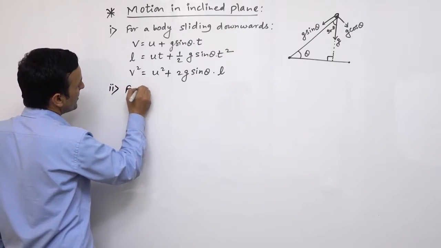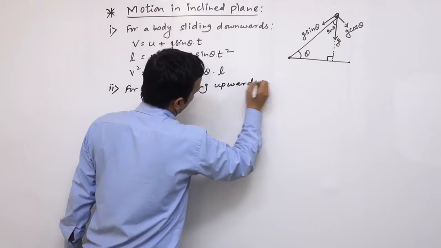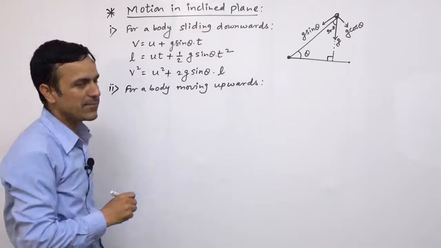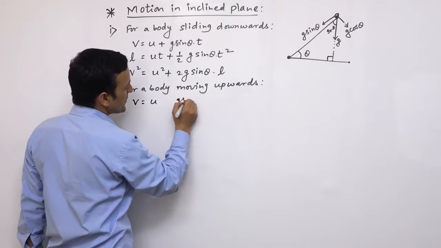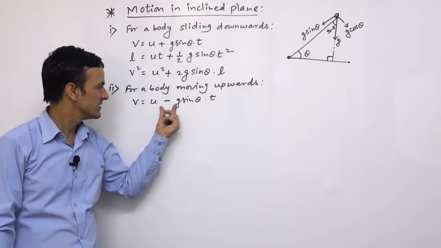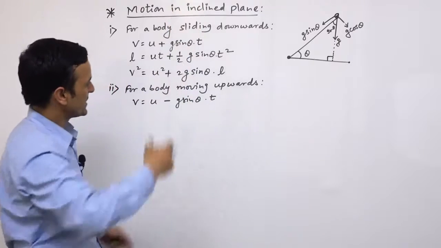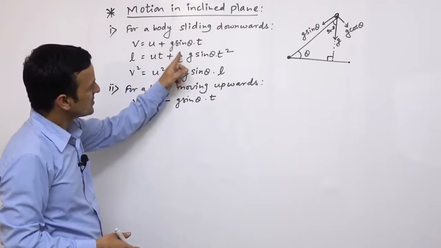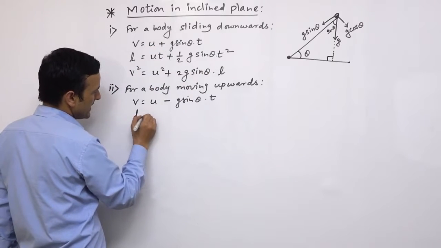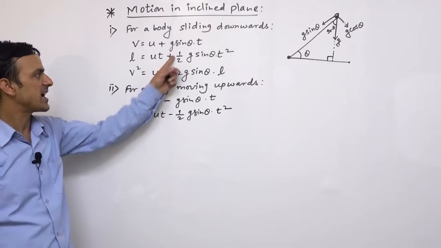So similarly, for a body moving upwards: if a body is moving up the inclined plane from the ground level to a higher level, the formula will be the same, using g sin theta into t, but the sign will change. Instead of plus, we just have to put minus, because it is going upward, against gravity, opposite to gravity. In the case of moving from bottom to top we put a minus sign. So all the terms are the same, but the sign should be negative, opposite to the previous one. So it will be L is equal to ut minus half g sin theta into t square. The formula is the same, but the sign will be changed.